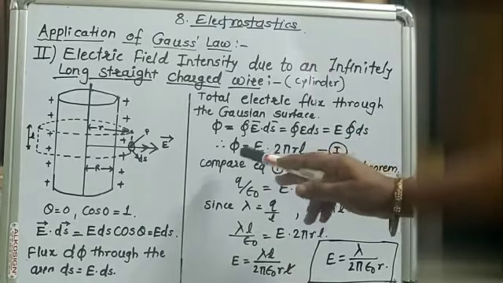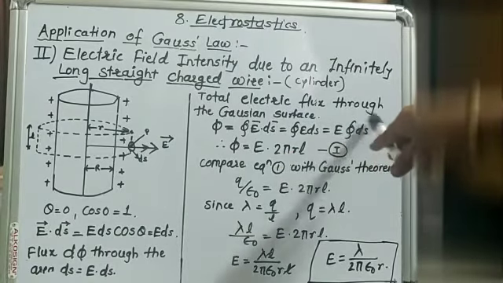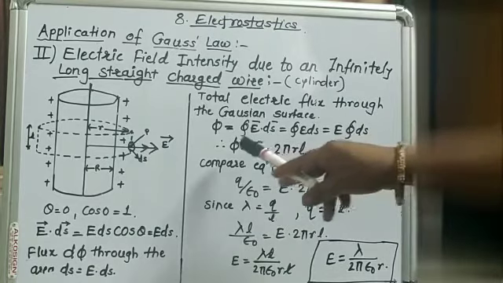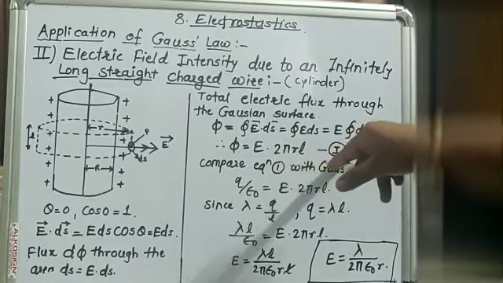Substituting the value of the total area, 2 pi r L, phi is equal to E into 2 pi r L. This is equation 1.